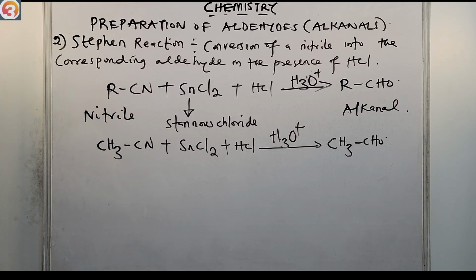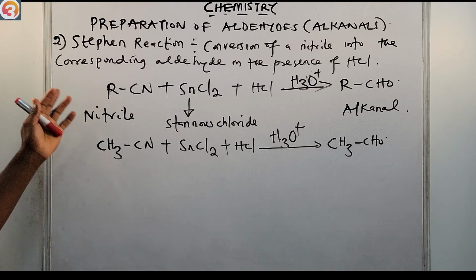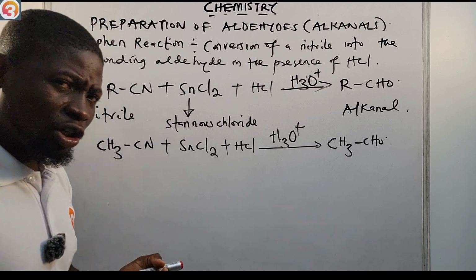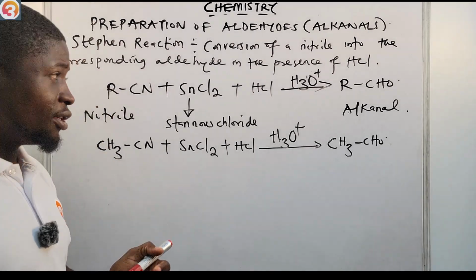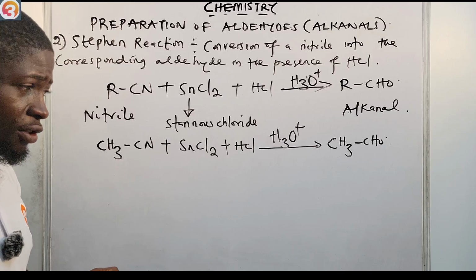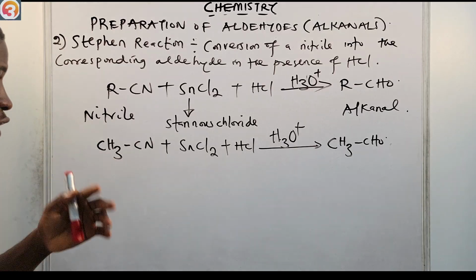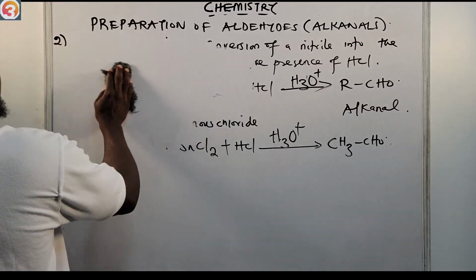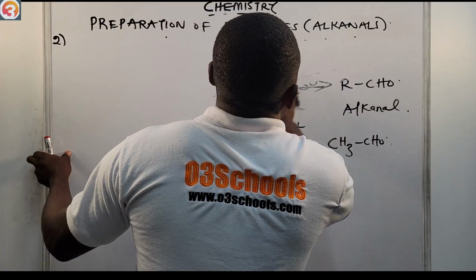Now let us go to the third method. Sorry, this is the fourth method. The first one was oxidation of primary alkanols. The second method was the Rosenmund reaction. The third one is the Stephen reaction. So let's go to the fourth method, and the fourth method is called the Etard reaction.